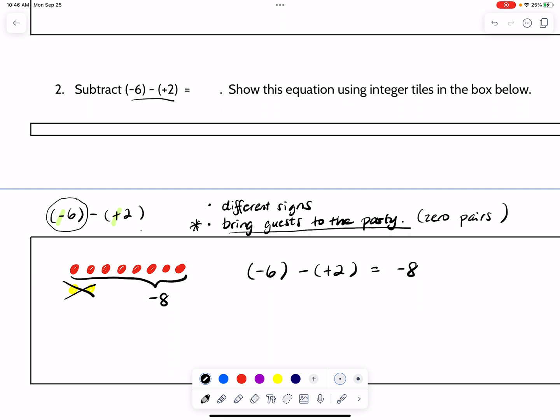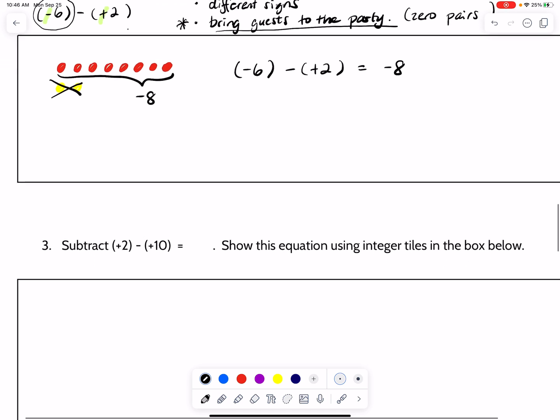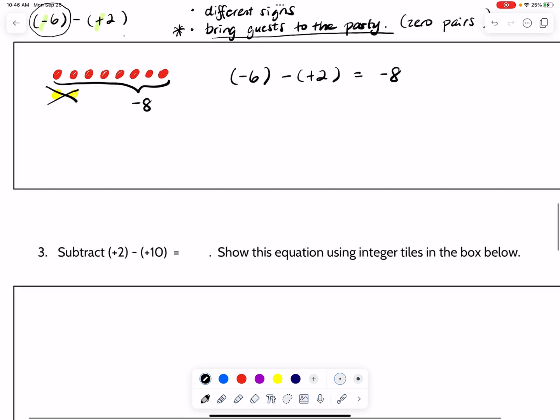Okay. I'm going to move on to the third example. And if at any point you need to stop and pause the recording and replay it again, please feel free to do so. Okay, this is our third example, and it's slightly different from the other two as well. So it says subtracting +2 minus +10. So this time you do have the same sign, true. But notice that +10 is bigger than +2, so you actually don't have enough to subtract.